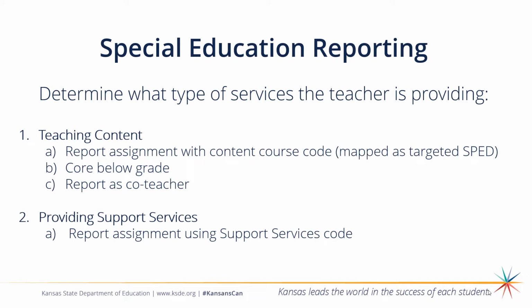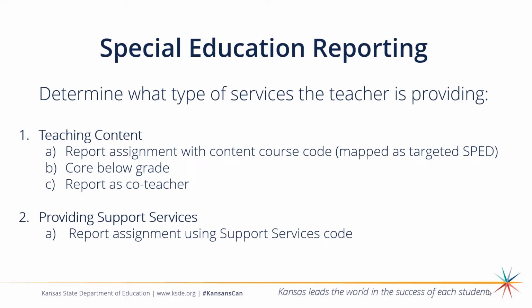Within the system, there is an option when you're mapping those core classes, so your math, English, history, government, social studies, and science classes, that when you're mapping them, you can have them listed below grade level. That'll actually impact the type of license one holds to be the appropriate license to teach that content area, which I'll cover on the next slide. Also, when you're teaching content, you have the option to report a co-teacher.